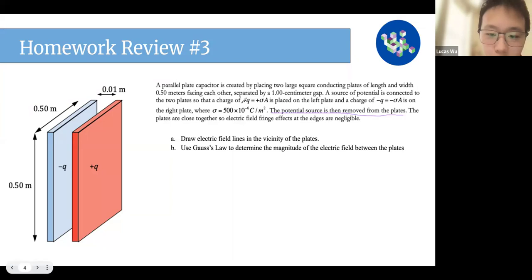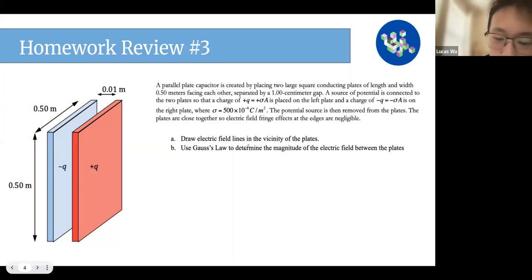The plates are close together, so the electric field fringe effects at the edges are negligible. Draw electric field lines in the vicinity of the plates. Use Gauss's law to determine the magnitude of the electric field between the plates. Okay, so first off, we want to draw the electric fields, right, near the plates.